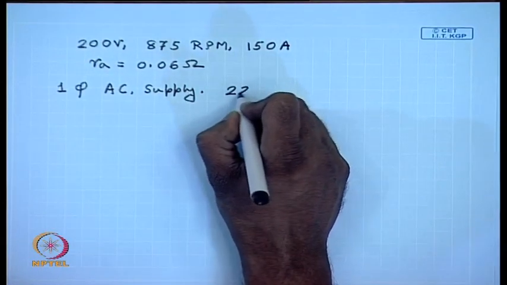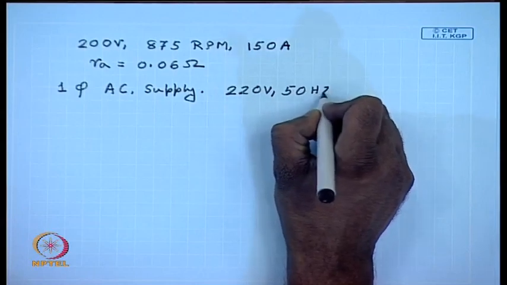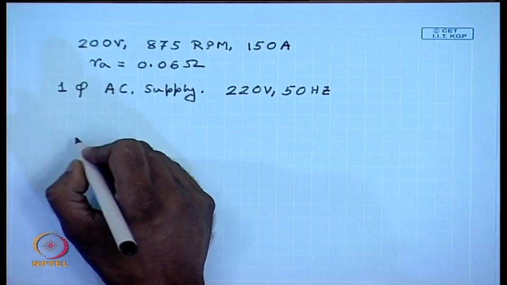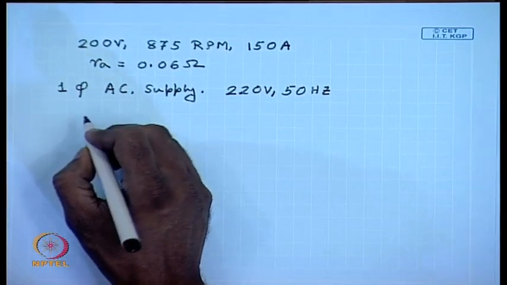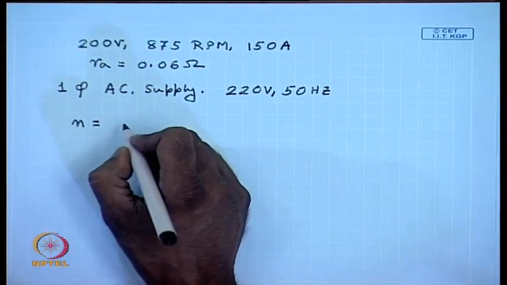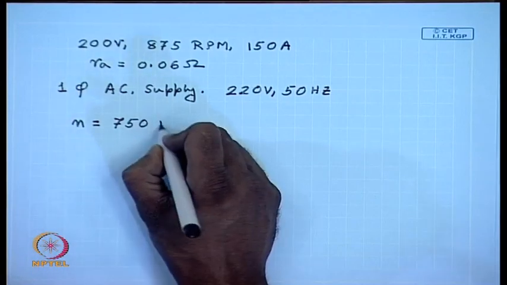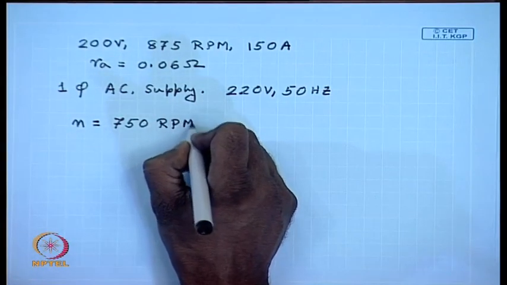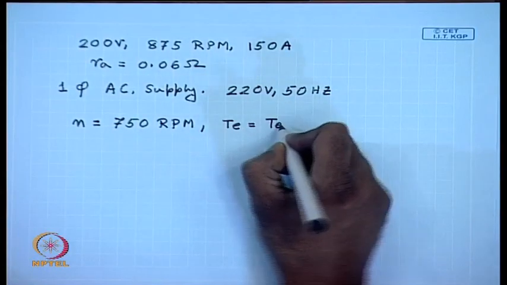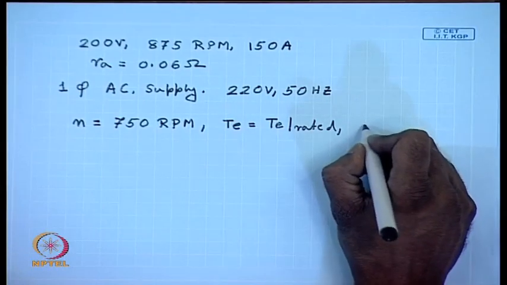Source voltage 220 volt, 50 hertz. Let us say we want to operate the machine at 750 RPM and torque should be equal to TE rated. Find out what should be the firing angle alpha.